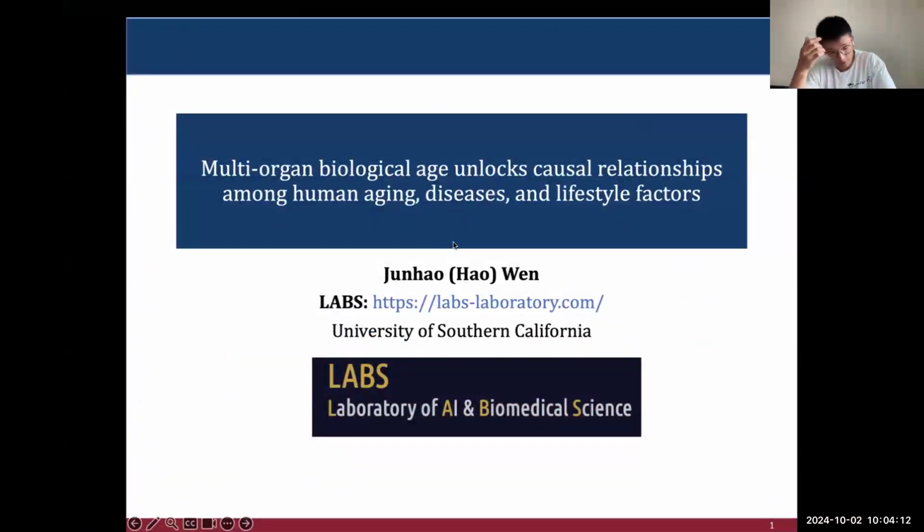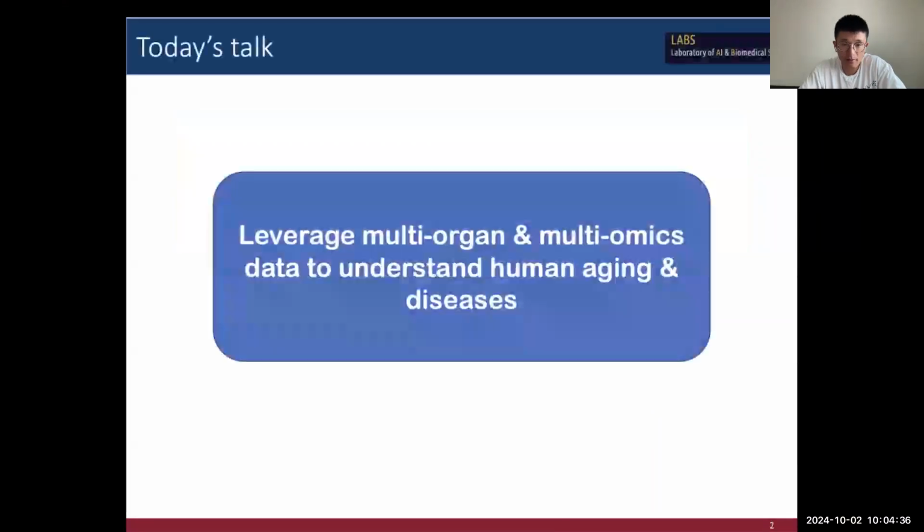Okay, thank you for the candid introduction. I'm Junhao Wen, and colleagues and friends just call me Hao. For today's talk, the title is Multi-Organ Biological Age Unlocks Causal Relationships Among Human Aging, Diseases and Lifestyle Factors. I'm currently an assistant professor at the University of Southern California, and I'm the main PI of the Laboratory of AI and Biomedical Science.